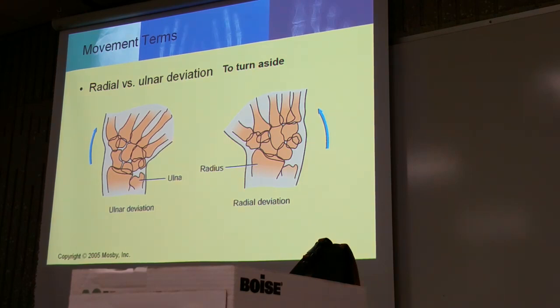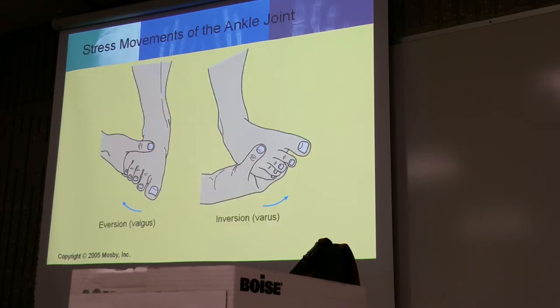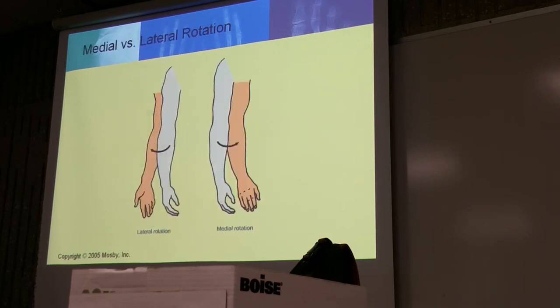We'll talk about ulnar and radial deviation when we talk about the wrist. We'll talk about dorsiflexion and plantar flexion when we're talking about the feet. Okay, same thing here, eversion, inversion. These are terms that I'm going to go through more specifically when we cover this particular body unit, okay?